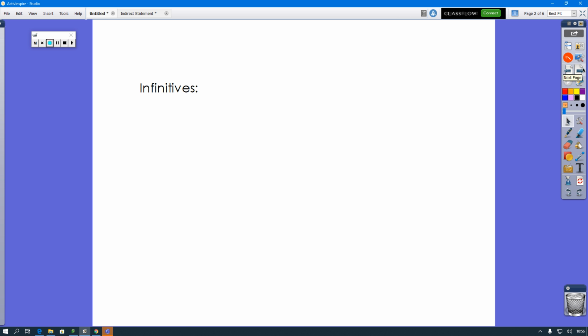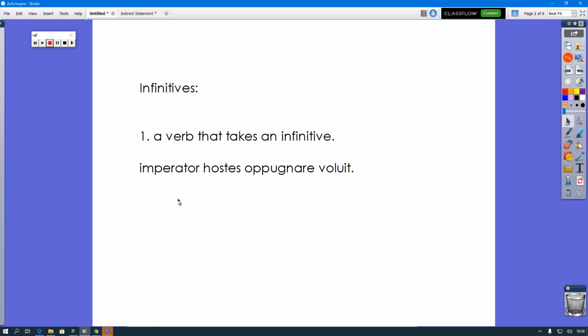Now before we start, it's worth having a look at how infinitives are used in Latin. Certainly up to GCSE, the only time you're ever going to meet an infinitive is going to be either a verb that takes an infinitive, so imperator hostes oppugnari voluit, the general wanted to attack the enemy. And you can see here I have an infinitive, ari, and it's right next to the verb that is governing it. So he wanted to attack.